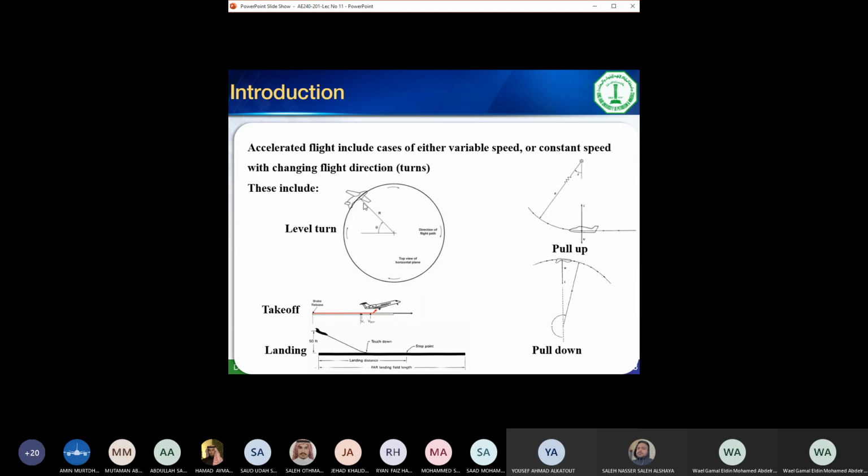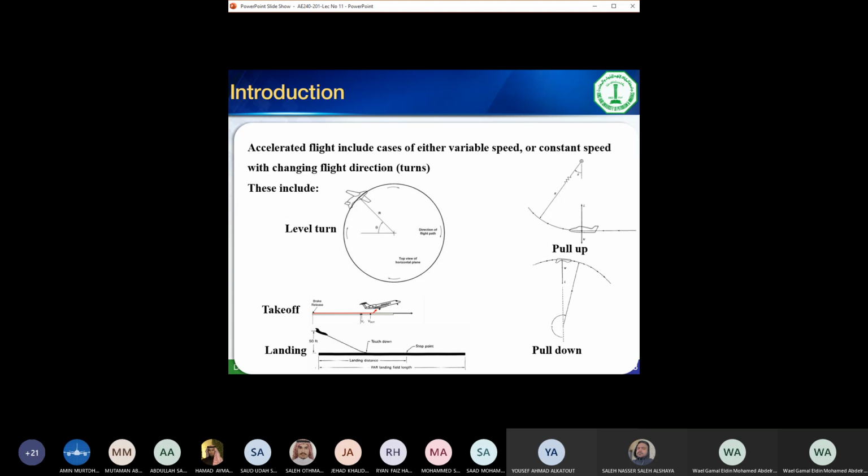value, or the aircraft is capable of making a full turn within maybe 20 seconds, or the aircraft should be able to make a pull up that will increase the inertia load on it by a certain value. All these are requirements. So that's why it's important to study accelerated flight performance. Today we are going to look at the level turn, the pull up, and the pull down.